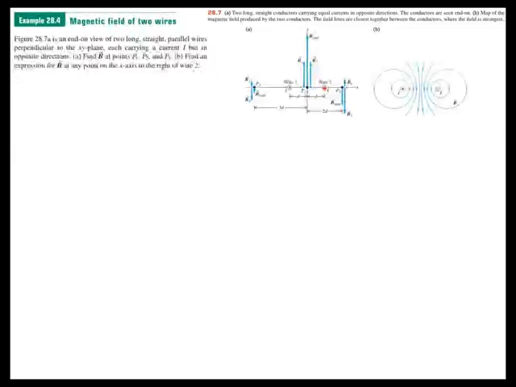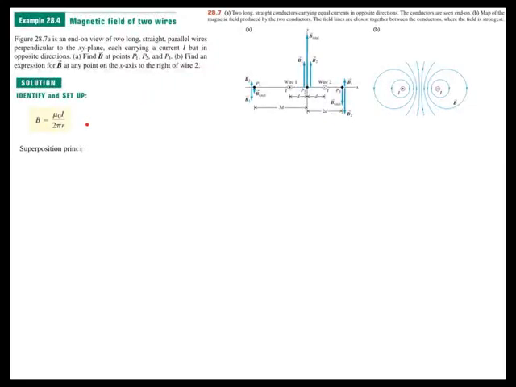We're going to calculate the magnetic field vector at the points P1, P2, and P3, all of which lie on the x-axis, with P1 at a position of x equals minus 3d, P2 at x equals 0, and P3 at a position of x equals plus 2d. In part B, we're going to find an expression for B at any point on the x-axis to the right of the second wire, so anywhere over here.